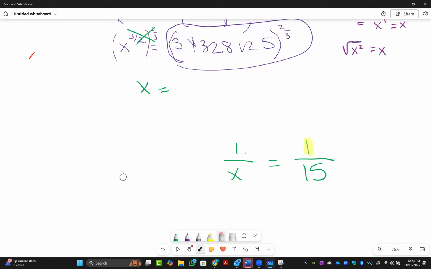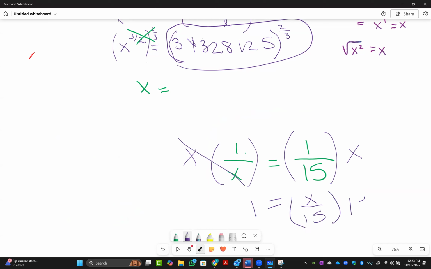Okay, now let's do the math. Watch, it's very easy math. I'm going to multiply both sides by x, and then this cancels and I get 1 equals x over 15. I'm going to multiply both sides by 15.